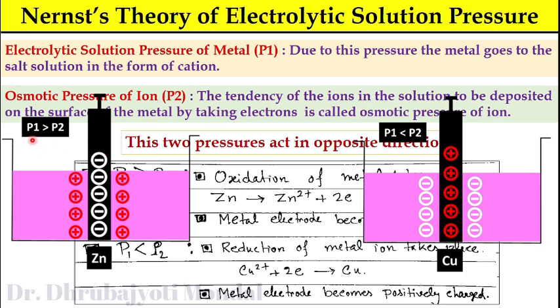Now if P1 is equal to P2, then the electrode will be neutral. There will be no positive or negative charge on the electrode, and in that case there is no reaction. So this is the Nernst theory of electrolytic solution pressure. Here whether the electrode is positively or negatively charged depends on these two pressures: the electrolytic solution pressure of the metal and the osmotic pressure of the ion.